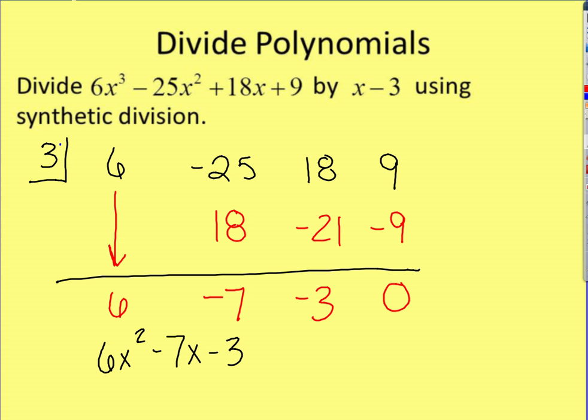But if you would have had a remainder, you would add it on. And let's say this was 2, we would have had plus 2 over x minus 3, because x minus 3 is what you were dividing by. But since there is no remainder, this is our answer.